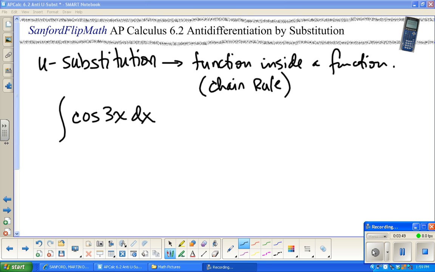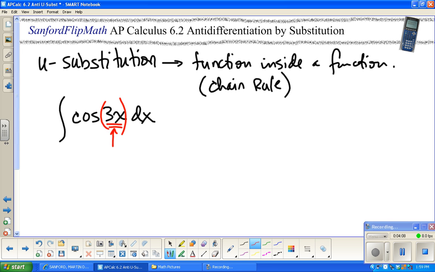Now, we've actually seen something like this already, and we talked about this a little bit in class, but here's the idea. I'm going to use it on something that we kind of already know what to do with, and then it'll get uglier. So think of this function. This has a 3x inside a cosine.